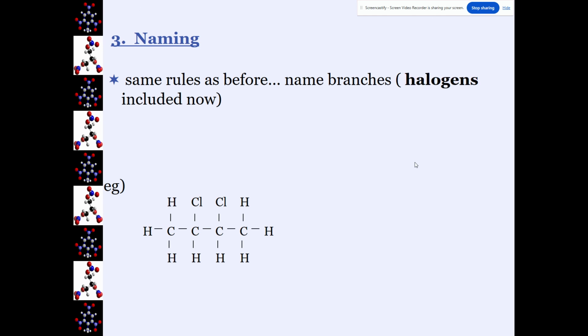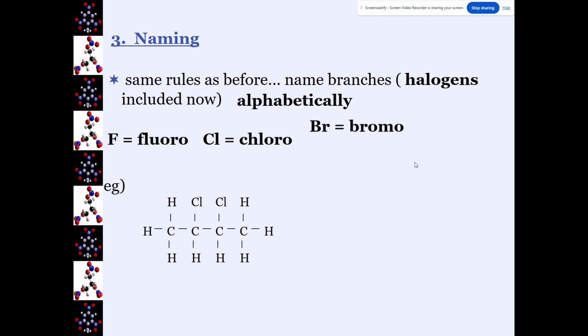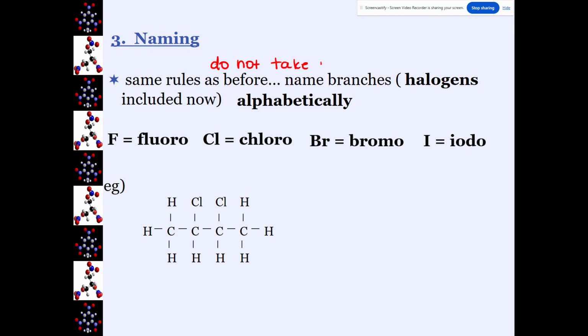When we name them, they become a branch. They do not take priority in numbering, okay? So what that means, things that take priority in numbering are double bonds, triple bonds, and the hydroxyl functional group, okay? A halogen is just like any other branch, and you're just going to number it with the lowest branch sequence, okay? So you look at all your branches, they're just another type of branch, all right?